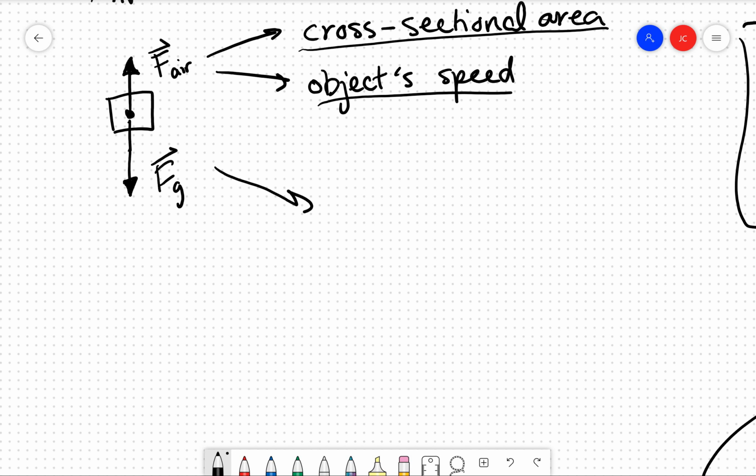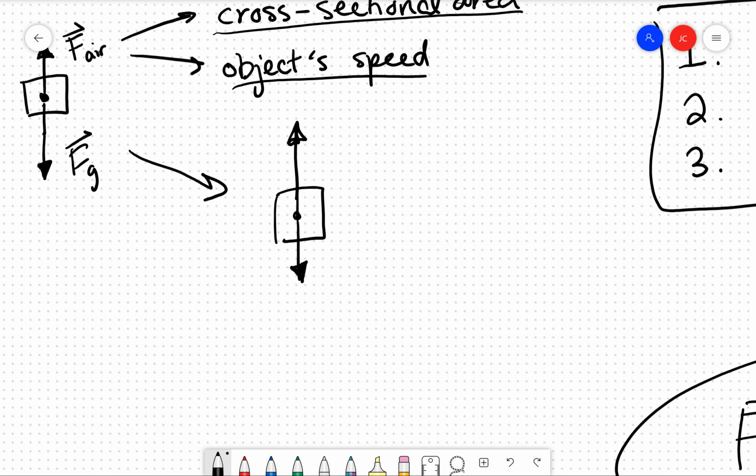Now, as this goes on, air resistance is going to start to get bigger. You notice now it's a bigger arrow. And air resistance is bigger here, and it's going to go bigger and bigger and bigger, and at one very critical point, it is going to hit what we call terminal velocity, or sometimes terminal speed.